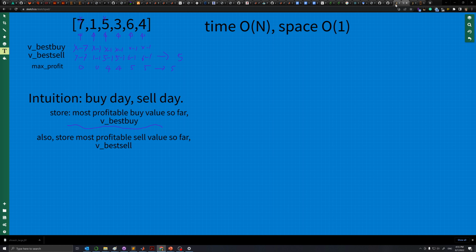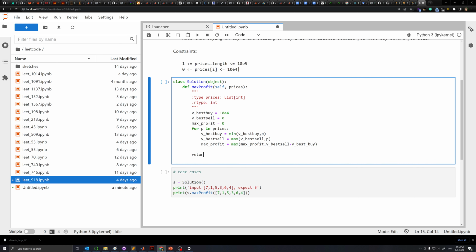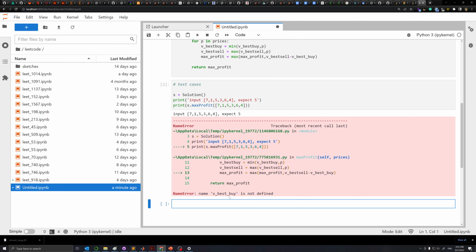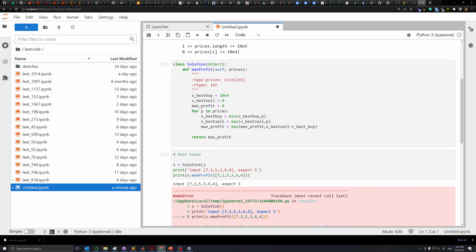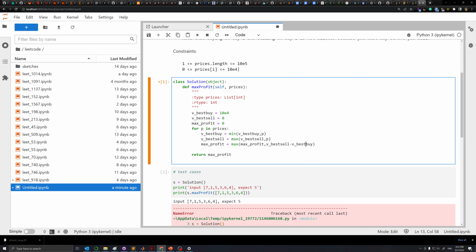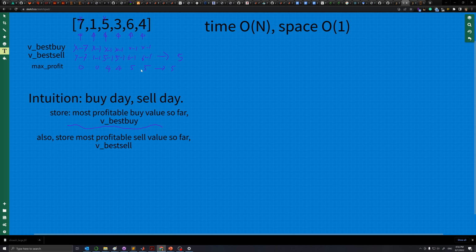Okay, let's just maybe this just works. I have a little bit of faith in this, so let's just say this works. I'm gonna just return max profit. Okay, let's be sketchy first, and then just start working on it. Ooh, something's wrong. Name v best buy is not defined, of course. That was a typo. Oh no. Why are we getting 6 instead of 5? Take a look. We should be returning 5.